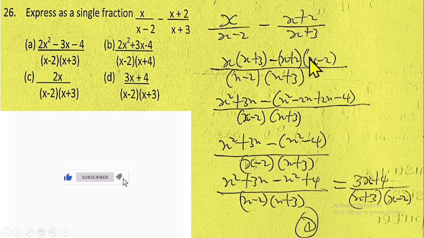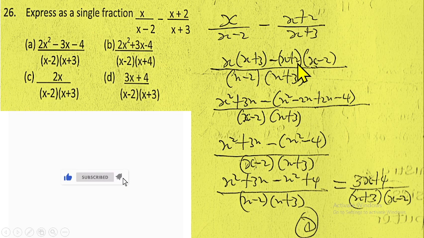So you can now open the brackets of the numerator. x times x gives us x square, x times 3 gives us 3x. Then you can also open these two brackets. Then x times x will give us x square, x times minus 2 will give us minus 2x. 2 times x will give us plus 2x. Then 2 times minus 2 will give us minus 4.